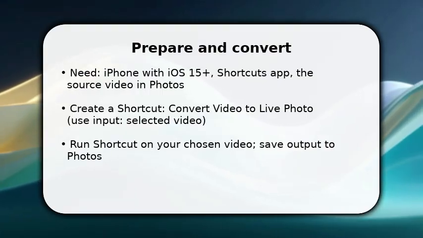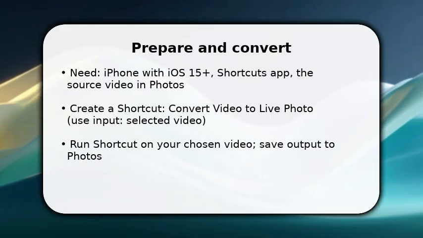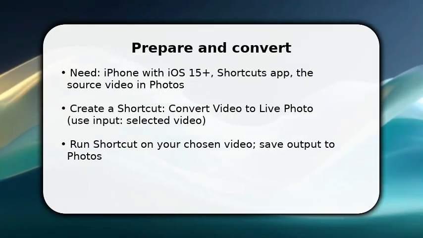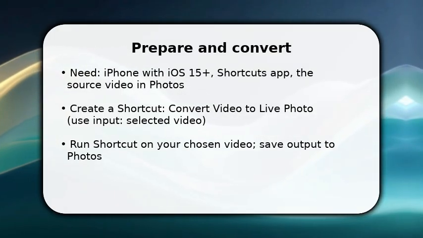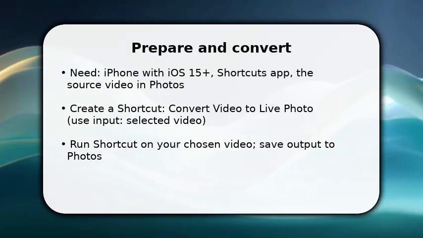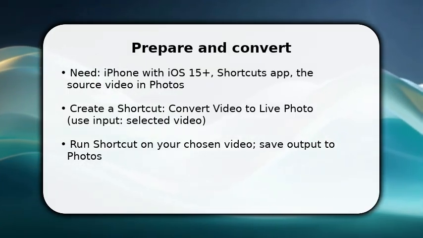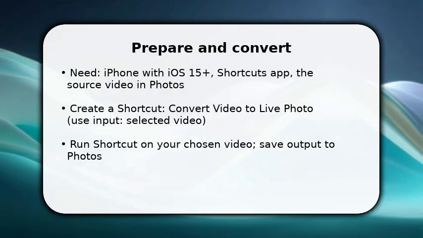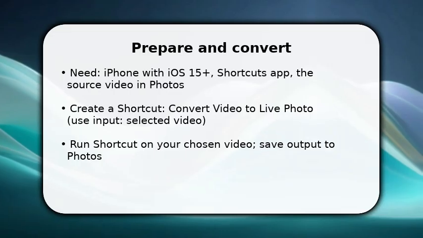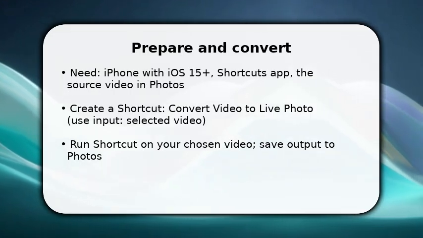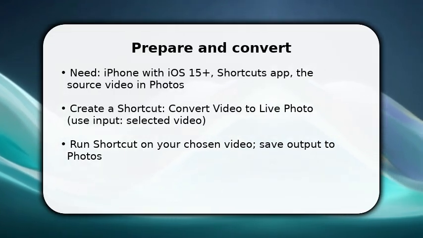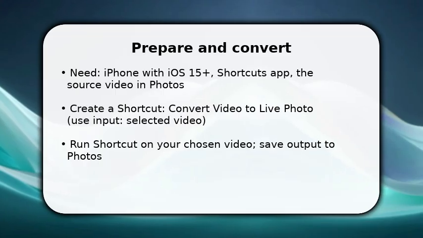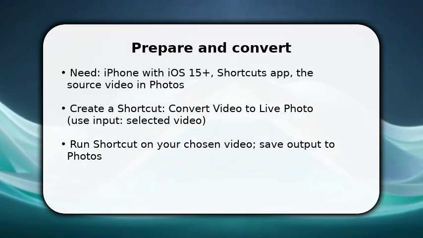You'll start by turning a normal clip into a live photo so Photos can loop it. Open Shortcuts, create or install a simple video to live photo action that accepts the selected video and uses Make Live Photo. Once set, run the shortcut on the clip in your camera roll and save the resulting live photo back to Photos. Do this first because Photos only applies looping effects to live photos, not plain movie files.